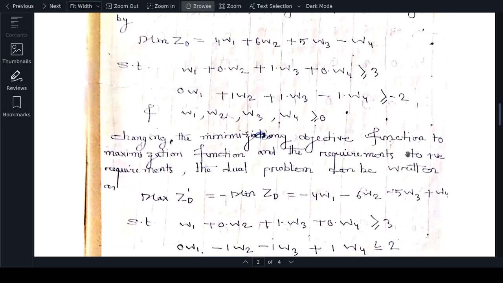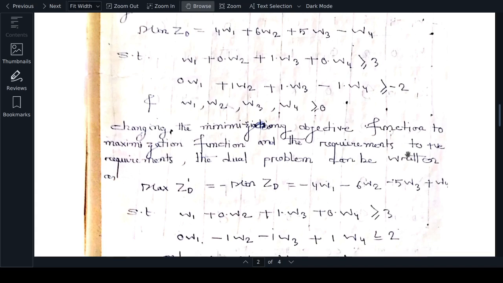Constant part is minus 2. So you make it positive by multiplying by minus 1. So this is W1 minus W2 minus 3W3 plus W4 less than or equal to 2. Okay, so here you see we get one greater than or equal to symbol, and the next one is a less than or equal to symbol. Okay, so next we make it into equality.